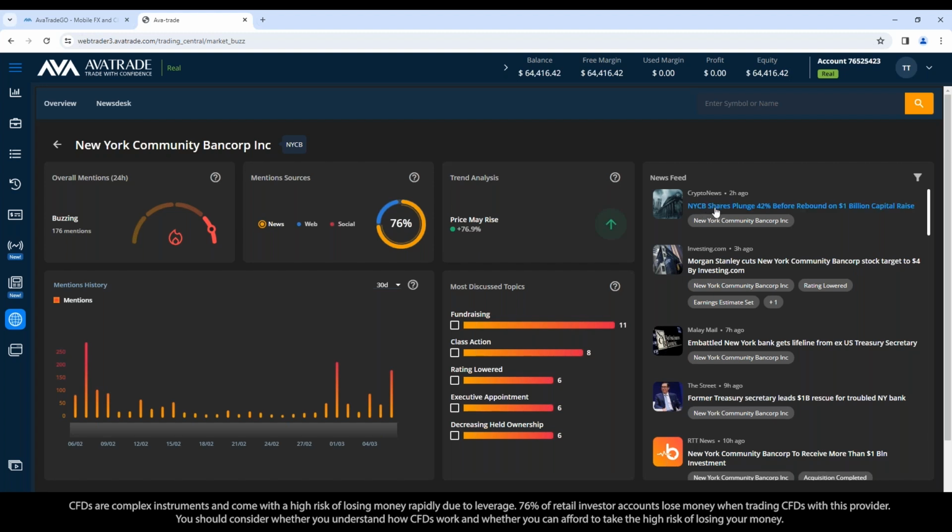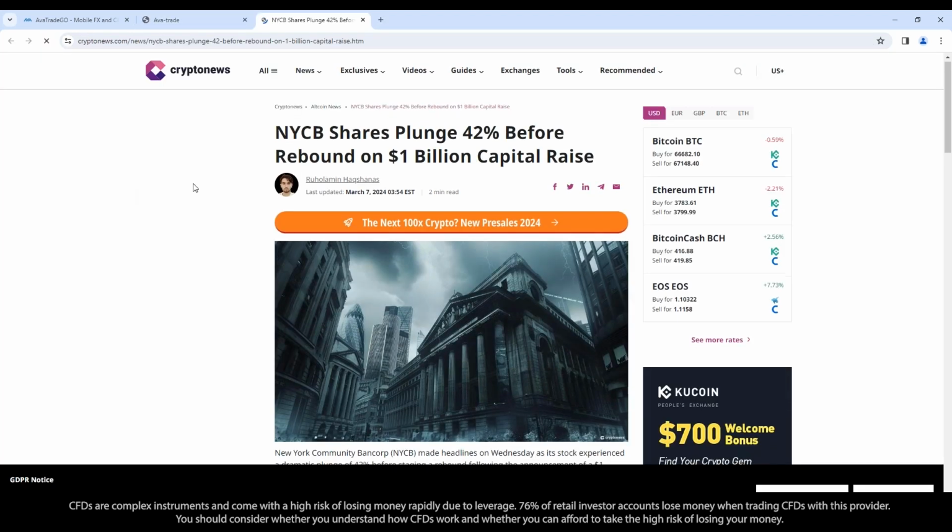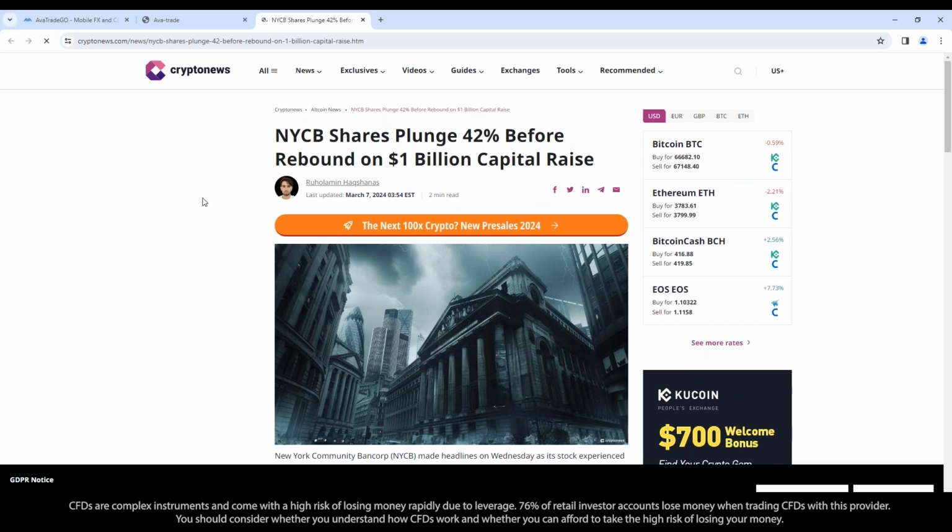Okay, New York Community Bank shares plunge 42% before rebound on $1 billion capital raise. So if you read this article, click on the link, story continues, click that. You can read about what's going on with the New York Community Bank. And what happened was they were in financial problems, and people found out about it and sold the shares like crazy.